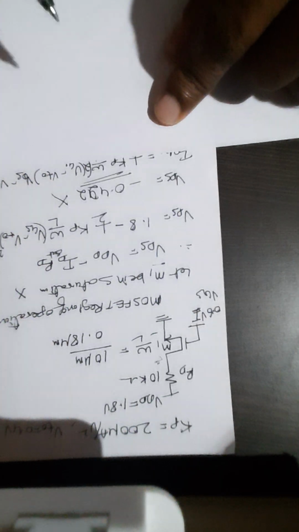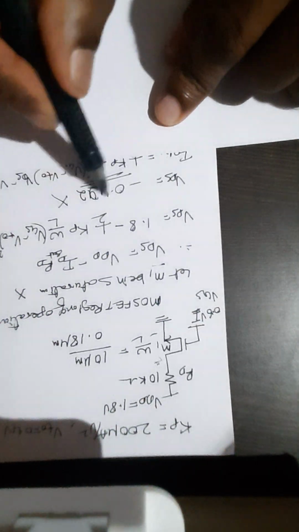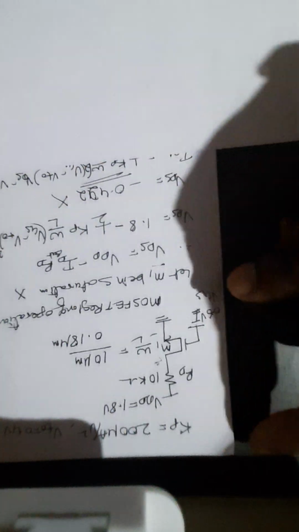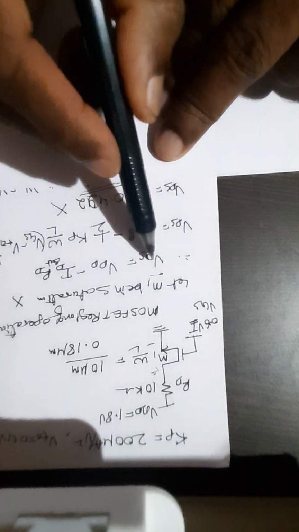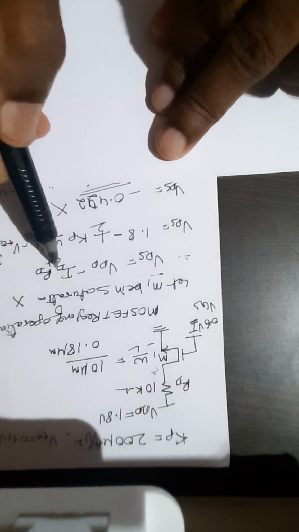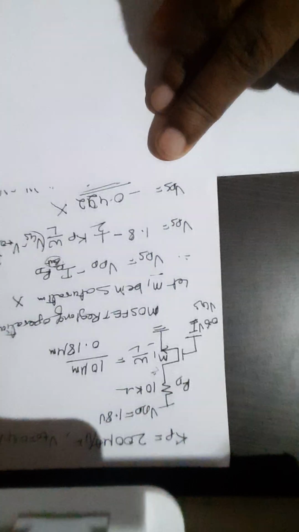So in such a case, what to do? Since VDS is coming out to be negative, it's not in saturation region. So we need to verify whether it is in linear region or not. Now in this expression of VDS is equal to VDD minus ID RD, let me substitute this ID in terms of the linear current.